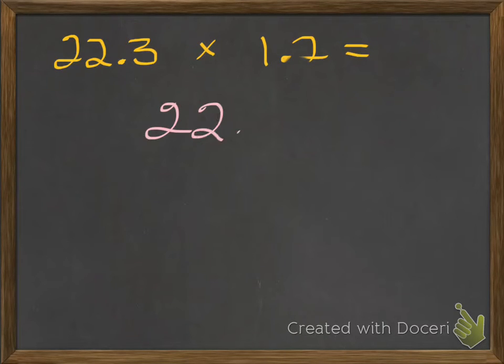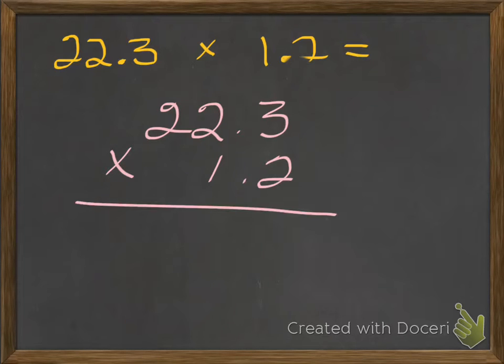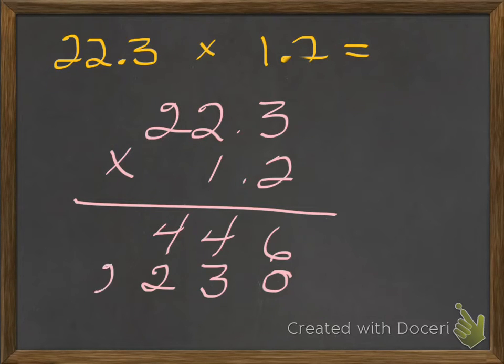Let's double check. 22.3 times 1.2 and do my multiplying. 2 times 3 is 6. 2 times 2 is 4. And 2 times 2 is 4. I put a 0 because I'm moving on to the next place value. 1 times 3 is 3. 1 times 2 is 2. And 1 times 2 is 2.